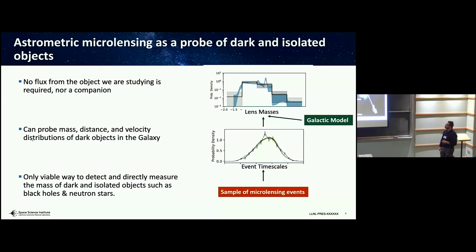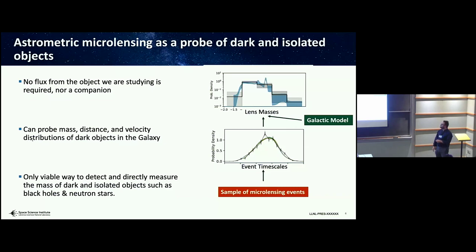So yeah, where microlensing shines is that we can probe the population of dark and isolated objects. We don't need a companion, and we don't need any flux from the lens. What people typically do is run a microlensing survey, collect a sample of events, and measure something about those events, typically the Einstein time scale, how long the event is, which is loosely coupled to the mass of the lens. Then you can back out some distribution of how long these events are.